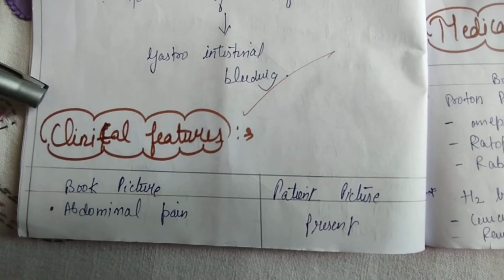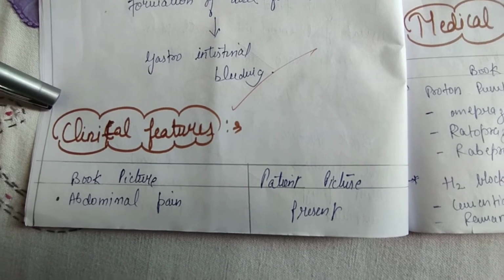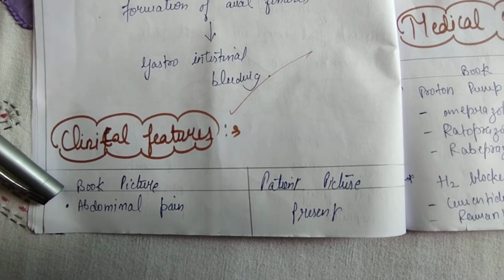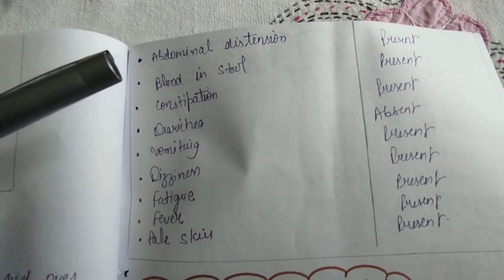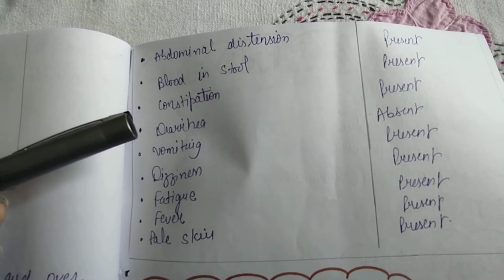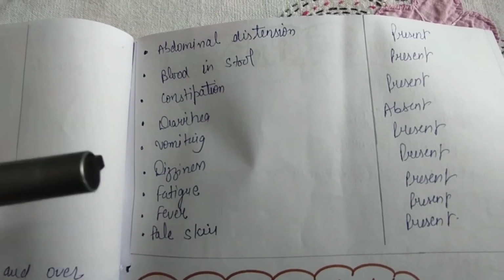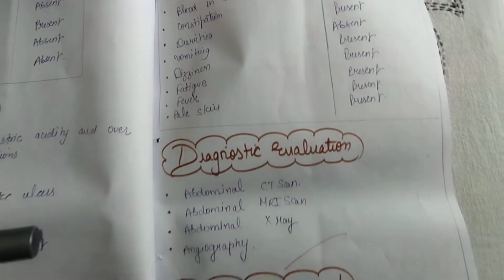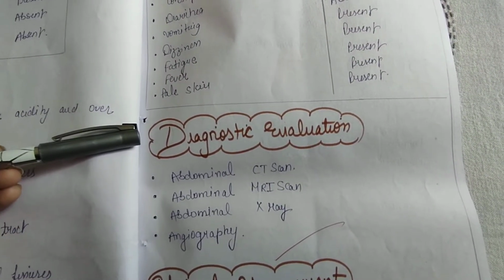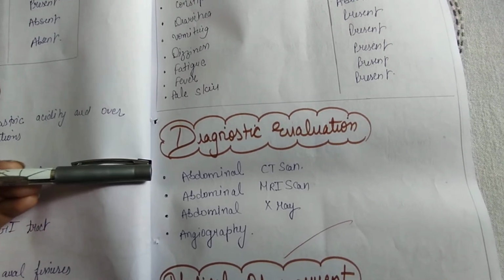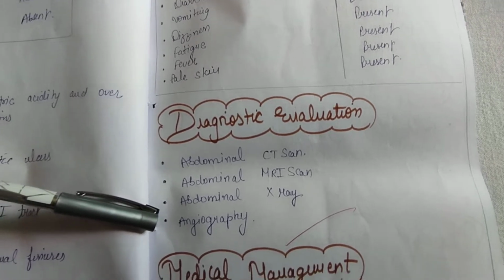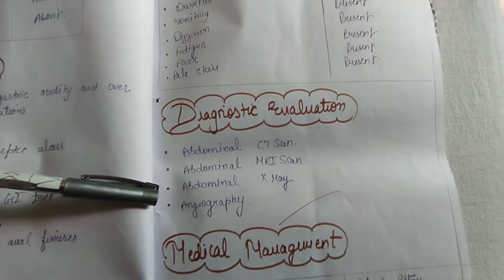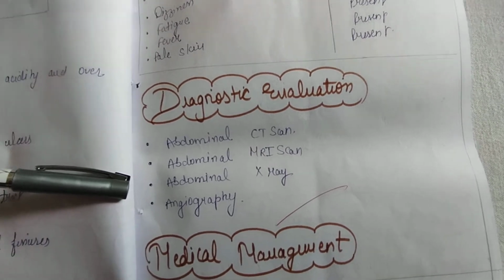Then there are the clinical features; you must write them as signs and symptoms. According to the book, abdominal pain is present in the patient. Abdominal distress present, blood in stool present, constipation present, diarrhea absent, vomiting. So all these symptoms are written according to the book and according to the patient. Then comes the diagnostic evaluation: abdominal CT scan, abdominal MRI, abdominal X-ray, angiography. All those tests you must take for the evaluation.